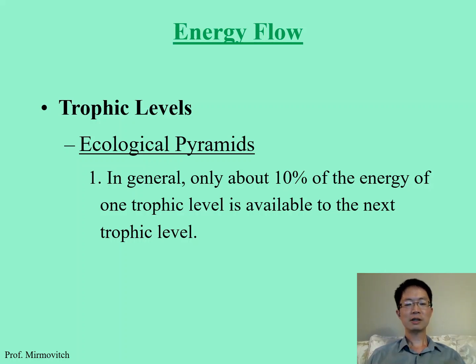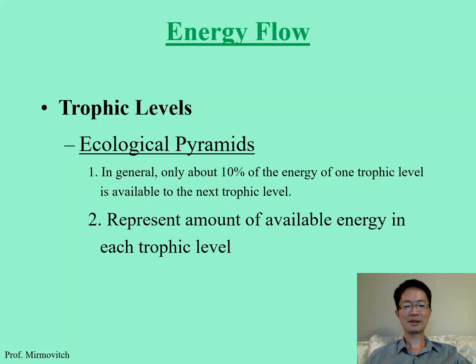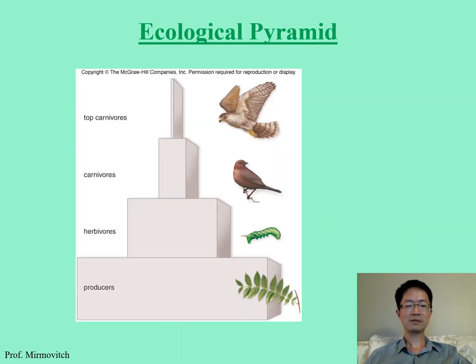So in the ecological pyramid, only 10% of the energy in one trophic level is available to the next trophic level. That's the major argument for vegetarians, because when they eat vegetables, they claim that they can gain more energy than eating meat. It represents the amount of available energy on each trophic level. This one is pretty straightforward. So you can see that top carnivores don't have much choice. The lower you are in the trophic level, the more choice, the more freedom, the happier you will be.